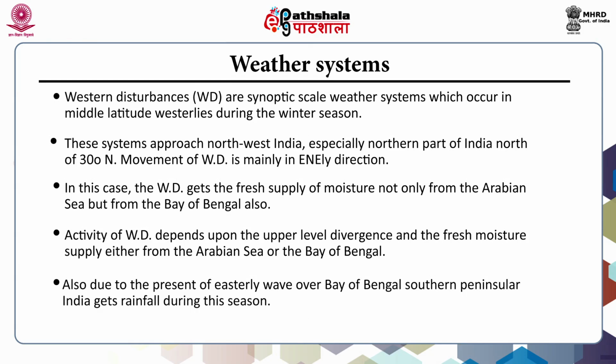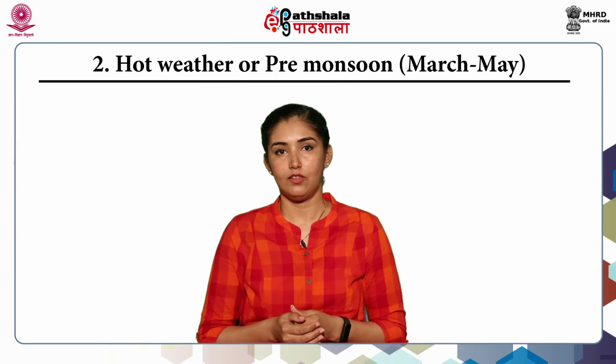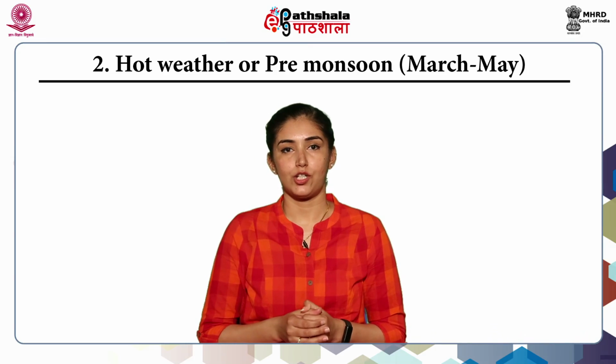Also, due to the presence of an easterly wave over the Bay of Bengal, southern peninsular India gets rainfall during this season. Now let's discuss the annual distribution of precipitation in the hot weather, or as we also call it, pre-monsoon, which lasts from March to May.